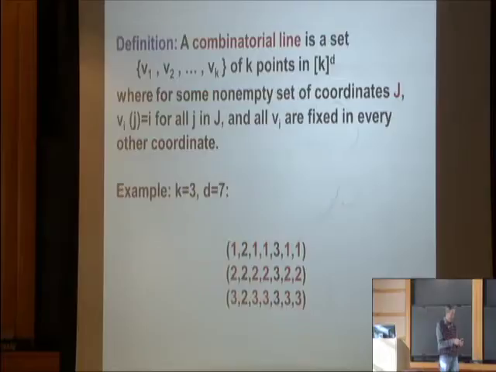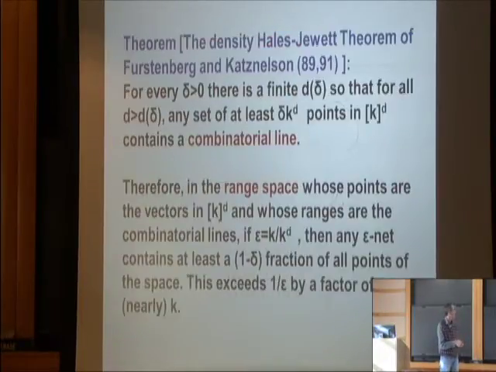There are quite many of them if the dimension is big. And this is the density Hales-Jewett theorem, a result of Fürstenberg and Katzenelson, who first proved it for k equals 3. For k equals 2, it's pretty easy. It follows from Sperner's theorem, a basic result in extremal finite set theory. For k equals 3, it's already pretty difficult. And for a general k, it's a bit more difficult.